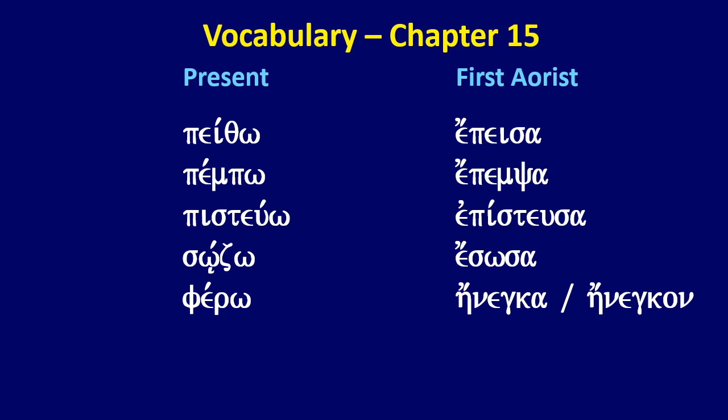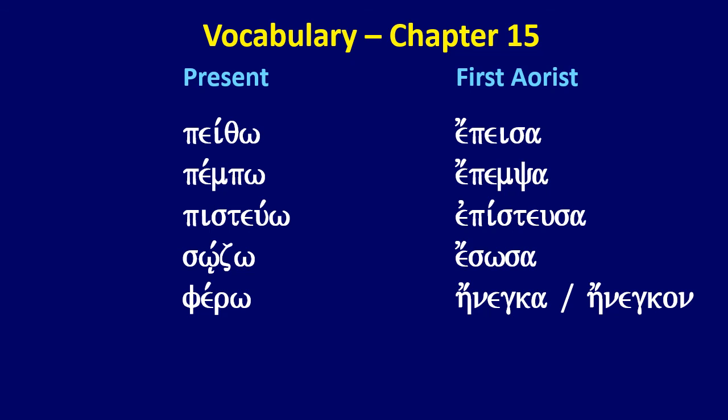The next word is pempo, meaning I send, and in its first aorist active form, it's pronounced epempsa, I sent. The next word down is pisteuo, meaning I believe, and then in its first aorist form, I believed, episteusa. The next word is sozo, I save, and then first aorist form is esosa, I saved, in the past tense.